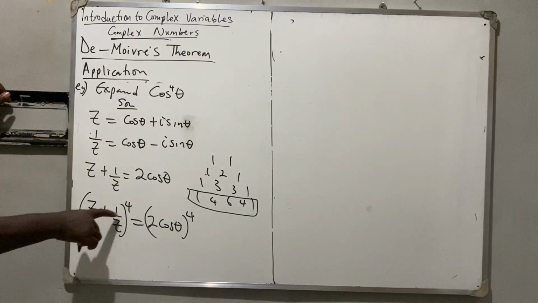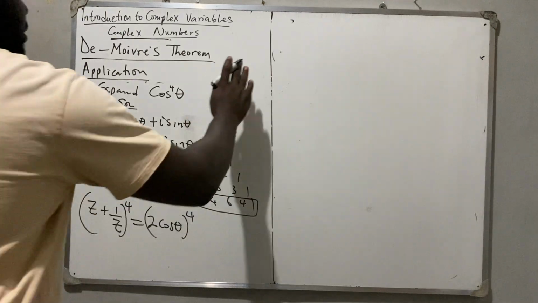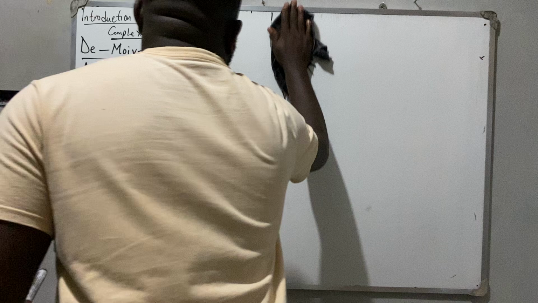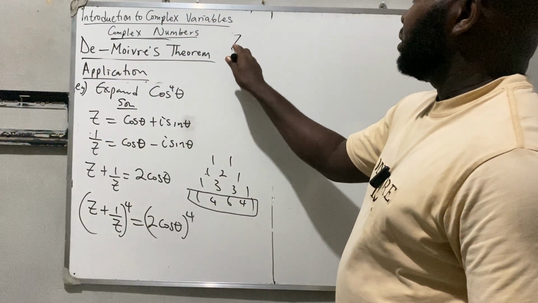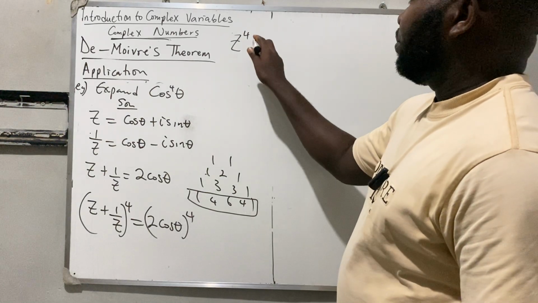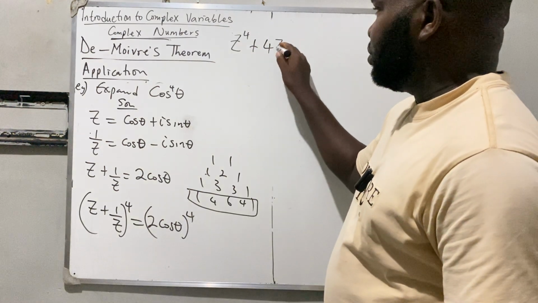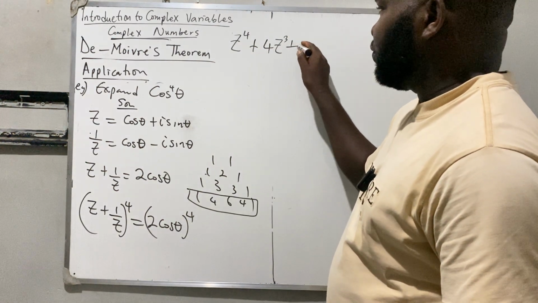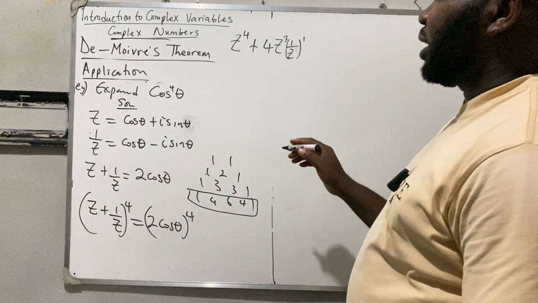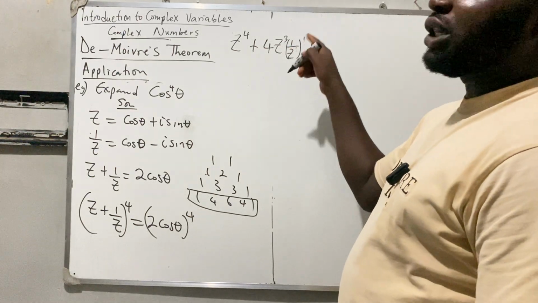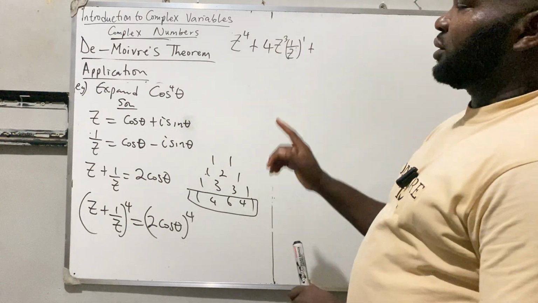To expand anything raised to power 4, the first z will be raised to power 4. Let me write it somewhere here so that you'll be seeing it. To expand this, I have z raised to power 4 plus the next coefficient, 4. Then z will be raised to power 3, and 1 over z will be raised to power 1. The total of the powers should be 4. There is 1 over z raised to power 0, but anything raised to power 0 is 1, and that's why I did not write that.